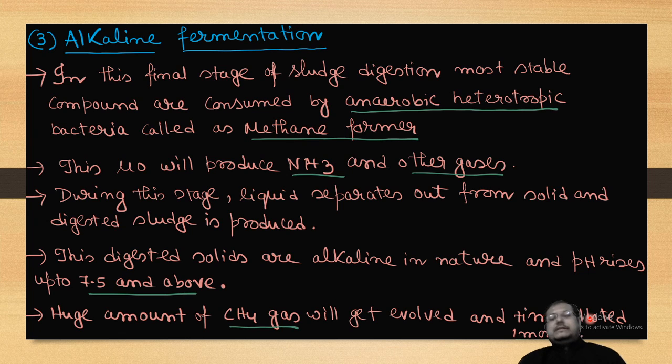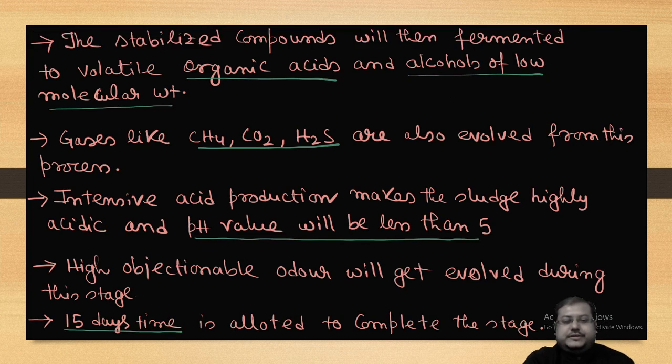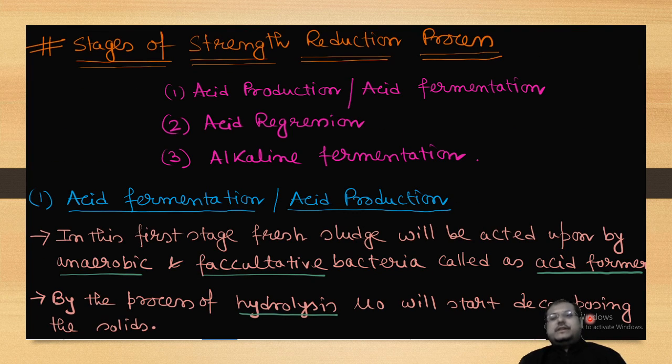These digested solids are alkaline in nature and the pH rises up to 7.5 and above. Huge amount of methane gas will get evolved and the time allotted is 1 month. That is the three stages of sludge digestion. Have a look quickly. First stage, acid fermentation or acid production.